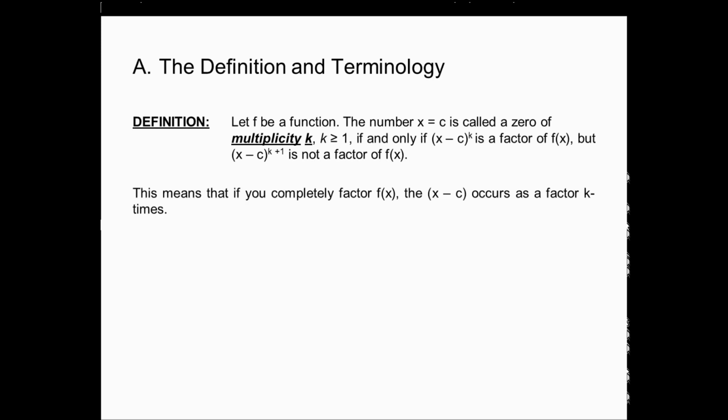Now you're probably wondering, what does that really mean? This means that if you completely factor f(x), the factor x minus c occurs k times, like (x minus c) to the 5th, or (x minus c) squared, or just x minus c to the 1st power. So it comes down to your ability to factor. It's how many times x minus c occurs as a factor. The number of times x minus c occurs as a factor is the multiplicity of the number x equals c.